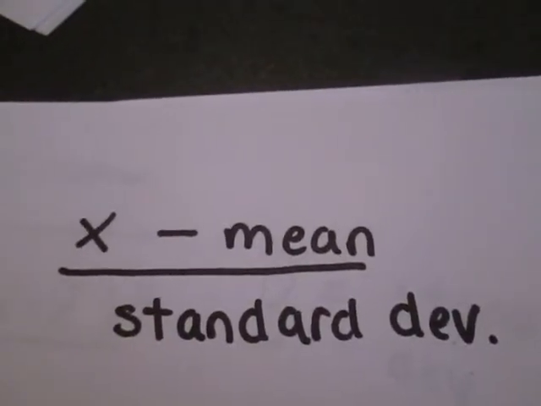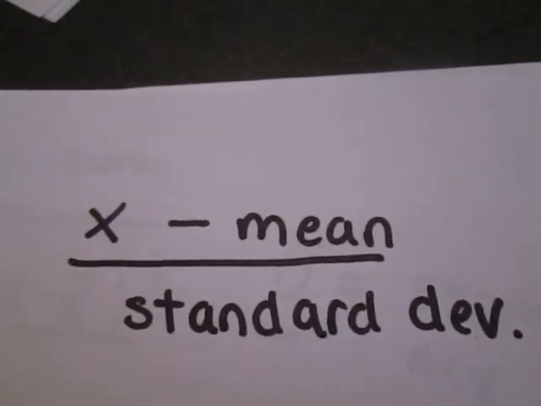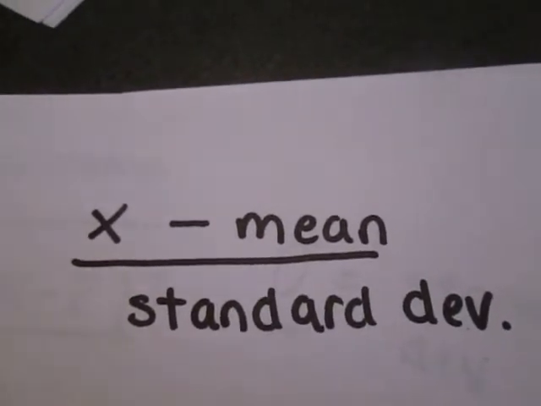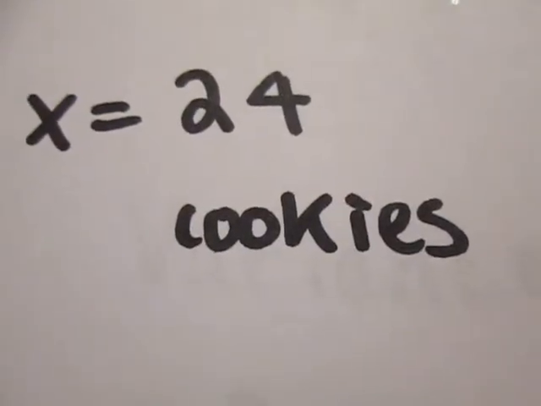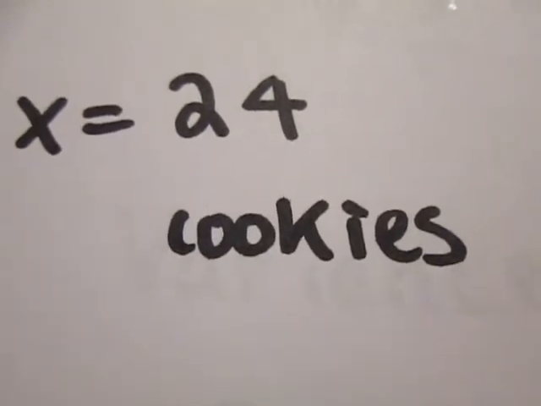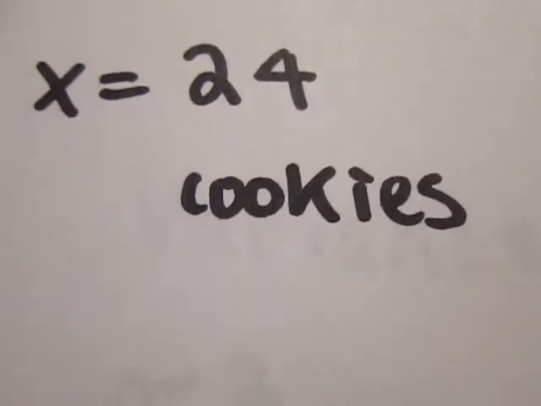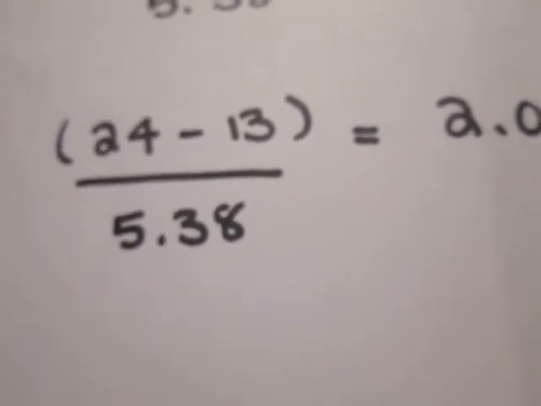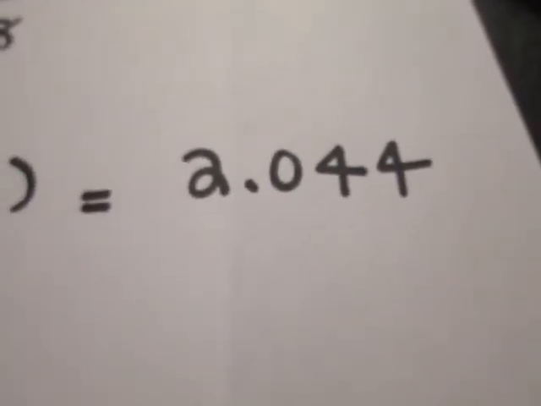X, a certain number, minus the mean over the standard deviation. Now when you put these in, put parentheses around the X minus the mean because of order of operations. Vishakha one day eats 24 cookies. So if Vishakha eats 24 cookies, we want to calculate the z-score to compare that to how many cookies she usually eats. So moving over, 24 minus the mean of 13 cookies divided by a standard deviation of 5.38 gives us the z-score of 2.044.